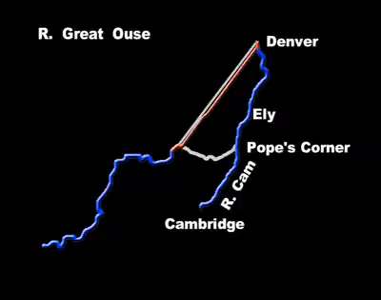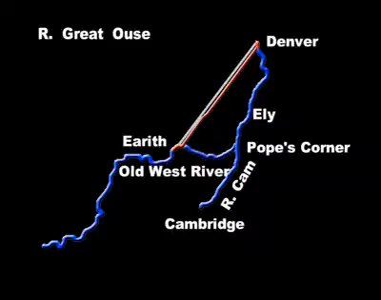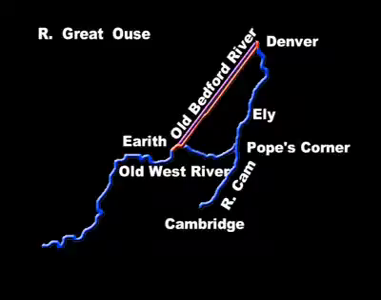The two rivers are joined by a narrow and twisting navigation called the Old West River, which connects from Pope's Corner to Erith. To complicate the maps even further, there's an earlier artificial channel running parallel to the New Bedford River, and it's called the Old Bedford River.